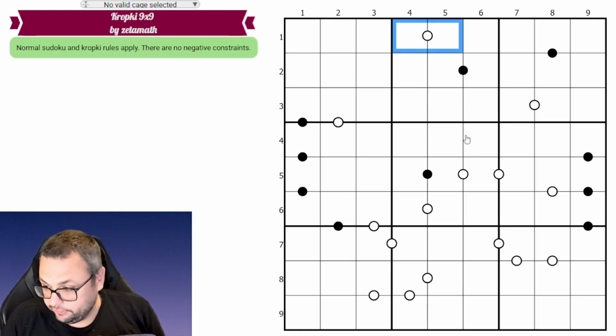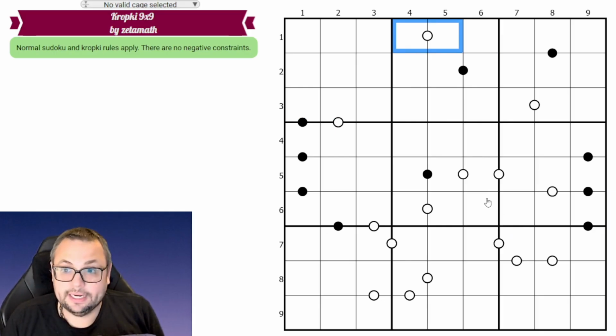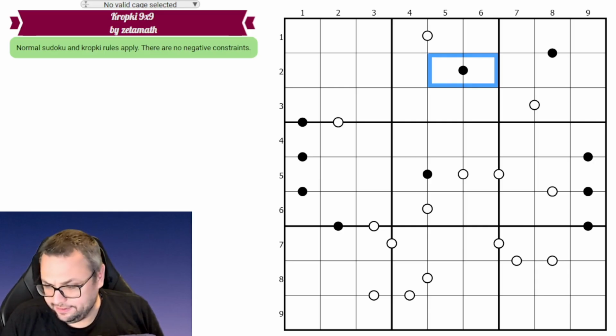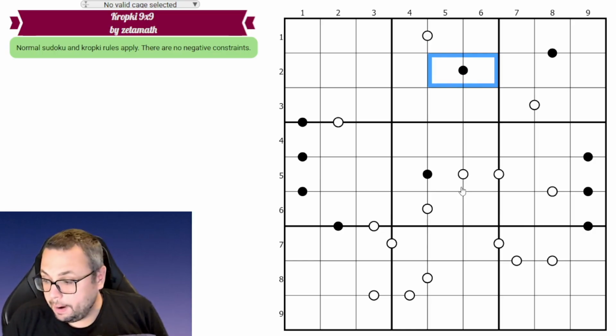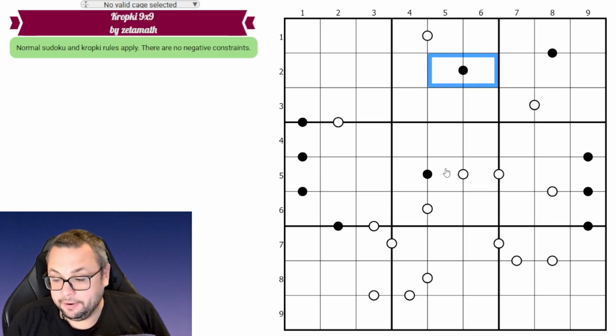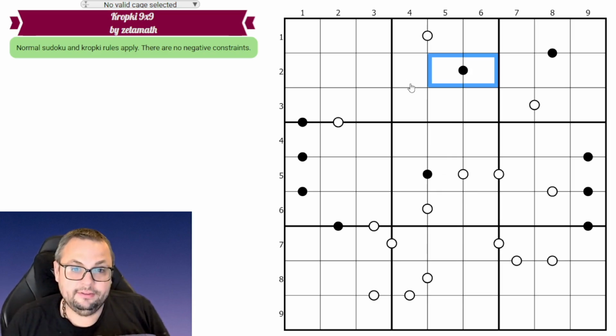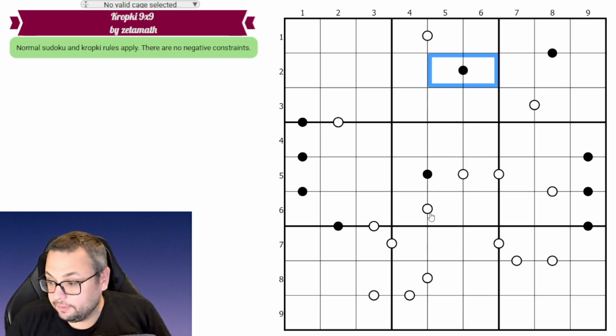The white dots mean that the digits are consecutive. And the black dots mean that the digits have a ratio of 2 to 1. Okay. Now, this is properly called a Kropki pairs puzzle because not all the dots are necessarily given.